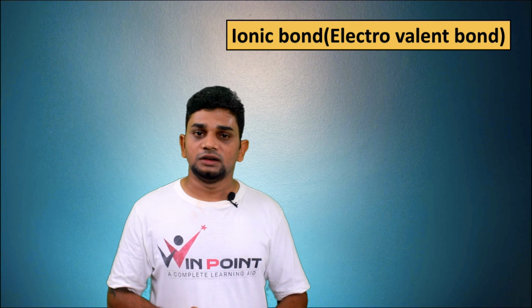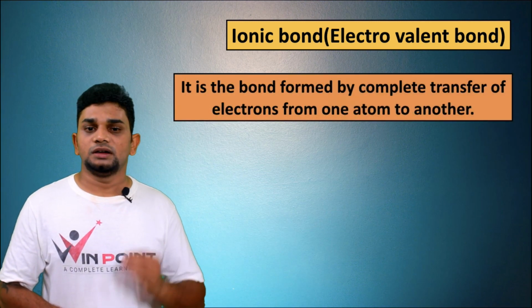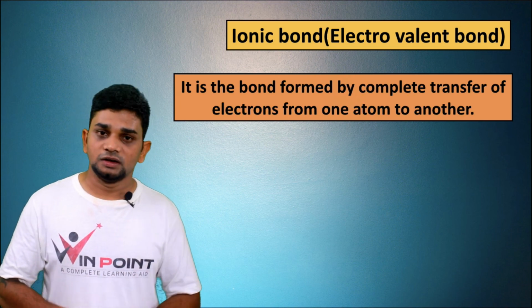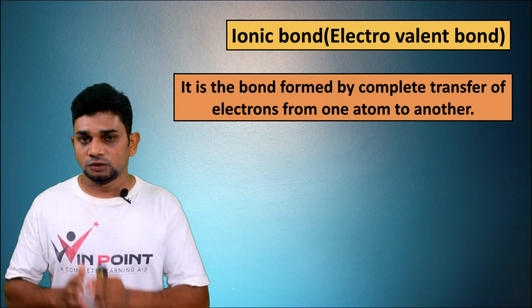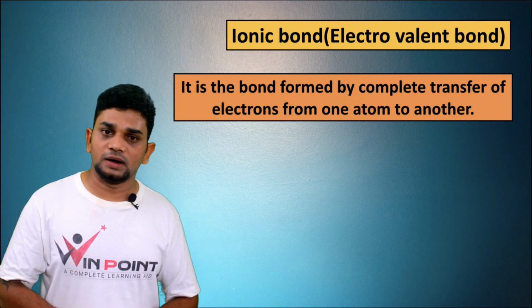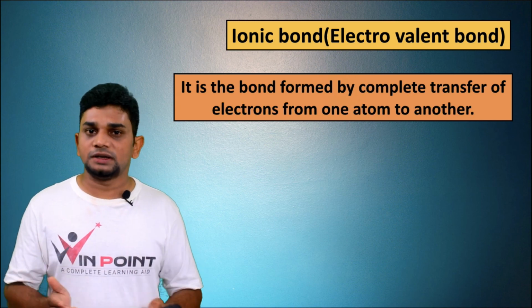Now we can define electrovalent bond or ionic bond. It is a bond formed by complete transfer of electrons from one atom to another. If there is a transfer of electron from one atom to another atom, that type of bond is known as ionic bond, and this transfer is taking place to complete the octet.